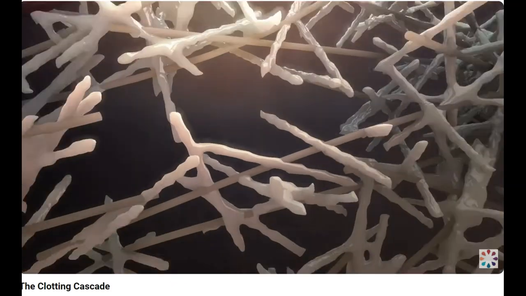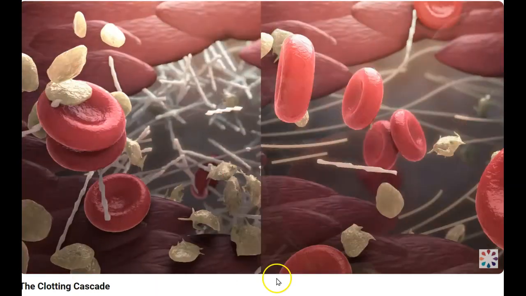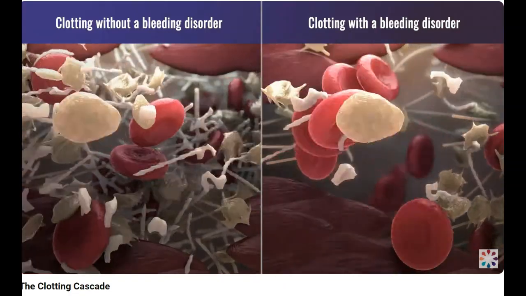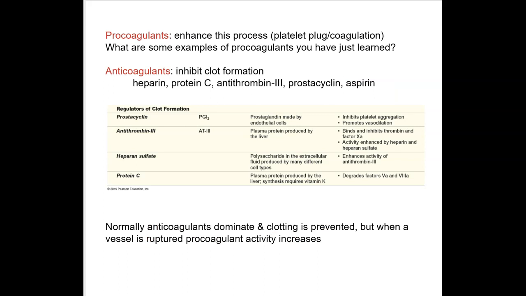A lot goes on behind the scenes of the clotting cascade. If you have a bleeding disorder, that means that something is off with one of the many factors that help the blood clot. So a procoagulant is anything that helps this process occur, whether it's the vascular spasm, the platelet plug, or the coagulation. So take a second and just think about some procoagulants that you've learned and see if you can jot them down on your paper.